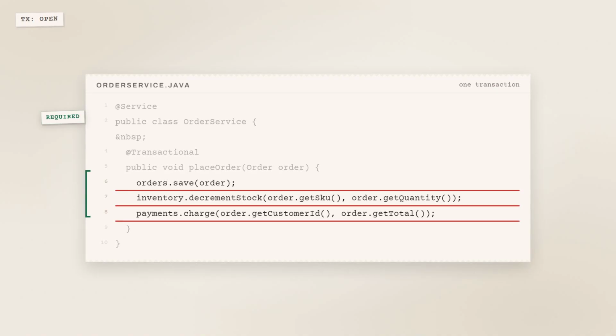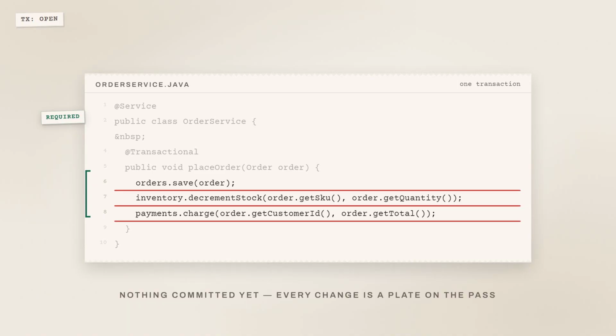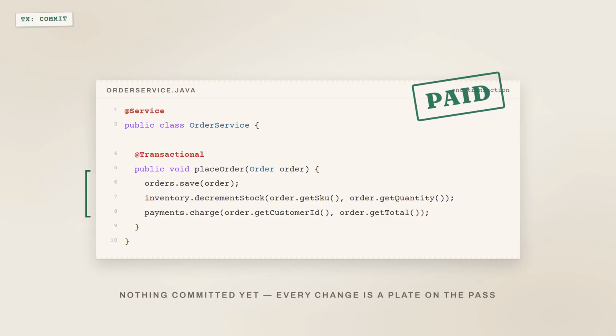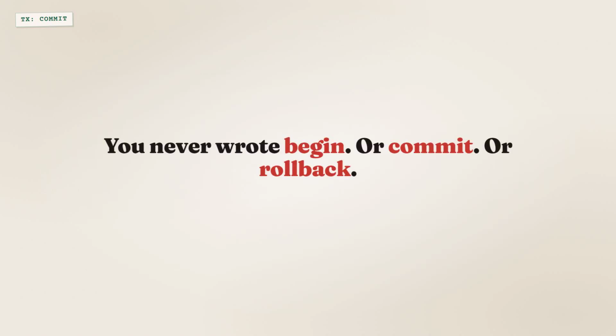Nothing is committed yet. Every one of those changes is a plate sitting on the pass. If your method returns normally, Spring commits all of it at once. If it throws, Spring rolls the whole thing back. Your database never saw a half-finished order. And now, the part I really want you to take away from this video. Ask yourself, how is that even possible? You didn't write a single line of begin or commit or rollback. Something is running code before and after your method, and you never called it.